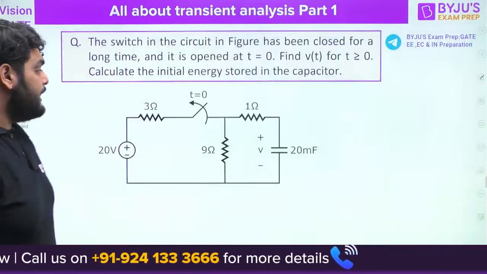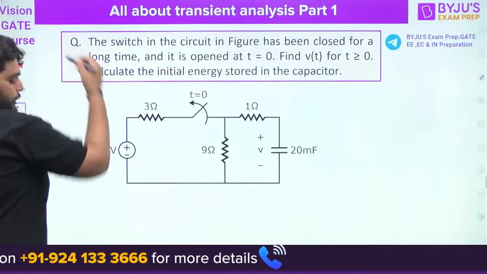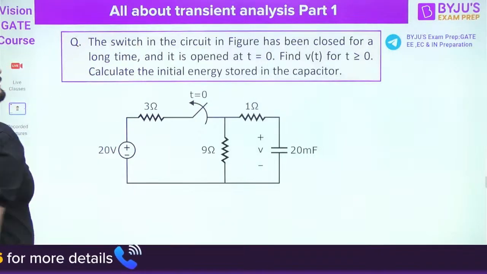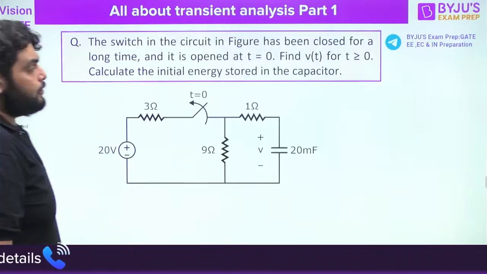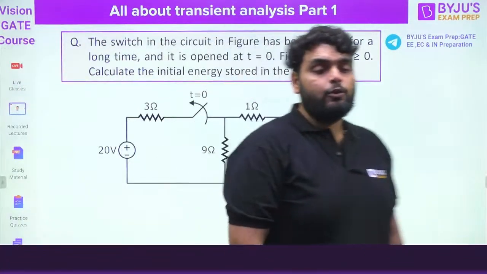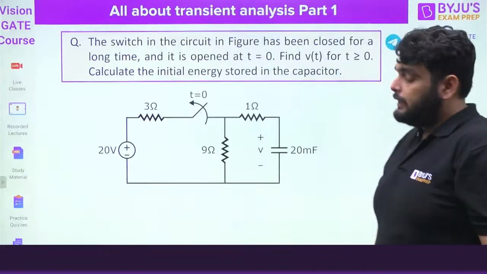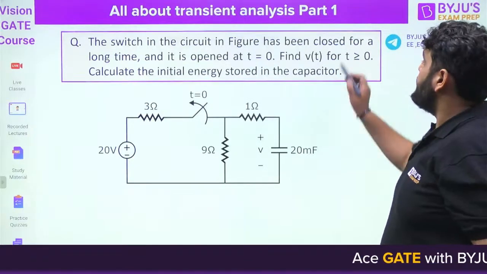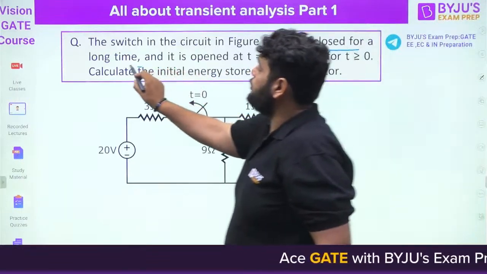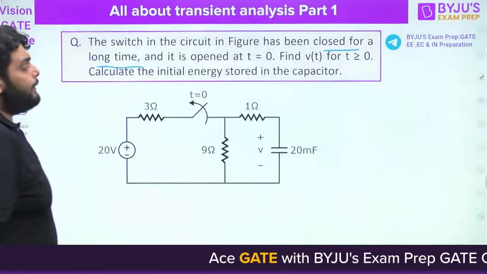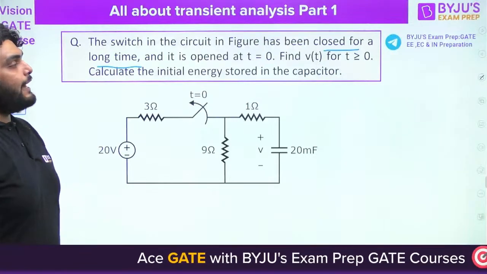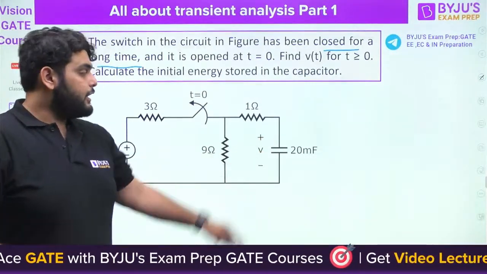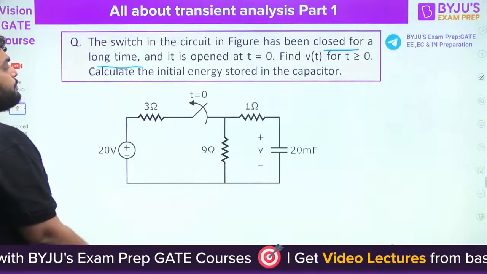Okay, next one. Now let's try to solve this question. It's a 2 mark question, so try to solve it quickly. We are given that the switch in the circuit in the figure has been closed for a long time and it is opened at t equal to 0. Find Vt for t greater than 0. So here we need to find the voltage across the capacitor at t greater than 0.